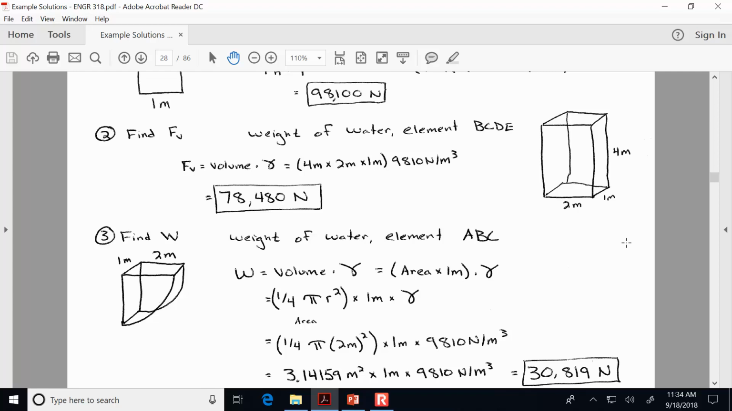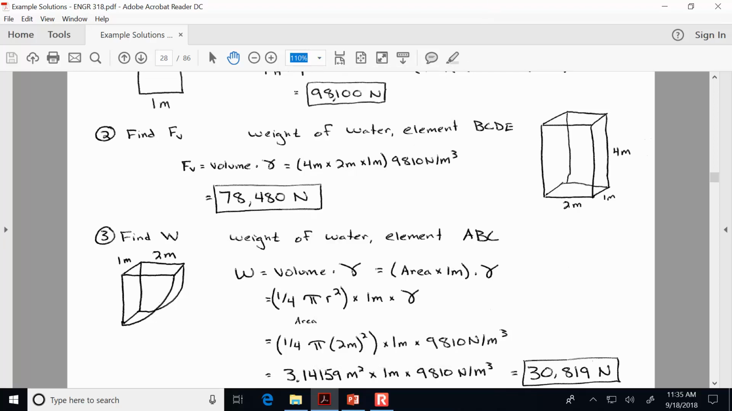And then we do something similar with that quarter circle shape. So we'd take the area of a circle and divide it into 4. So it's just a quarter of the circle. And then once we find that area, multiply it by 1 meter to get the volume of that shape. So it's the area of the shape multiplied by 1 to give it its volume dimension, then multiplied by gamma till it goes from volume to weight. So the overall vertical force is going to be the sum of those two components, F sub V and W together.